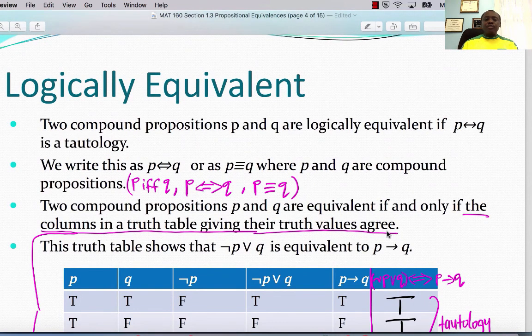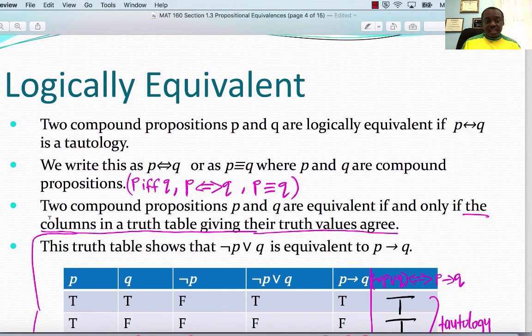Now let's move on to the next objective in section 1.3, logical equivalence. How do we show that two propositions are logically equivalent? Well, two compound propositions P and Q are logically equivalent if the biconditional P if and only if Q is a tautology. We can also represent that with P is equivalent to Q, where P and Q are compound propositions.